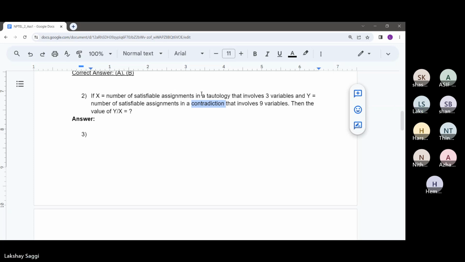So I believe you guys can answer this question yourself. What will be the values of x and y? Any guesses in the chat? So x is the number of satisfiable assignments, so the number of possible Boolean assignments which resolve to true in a tautology that involves three variables.